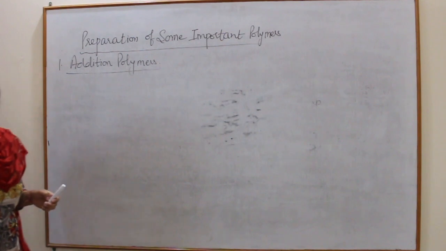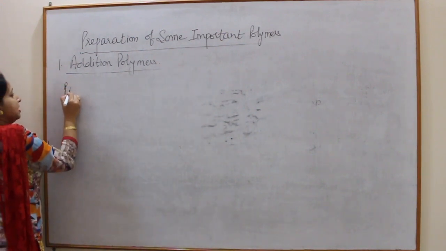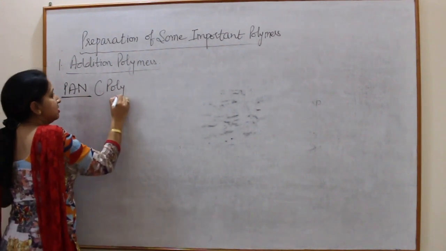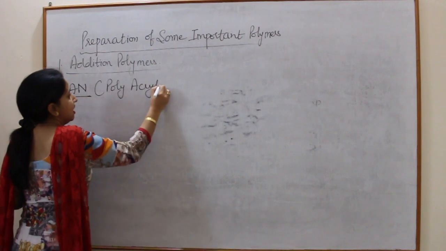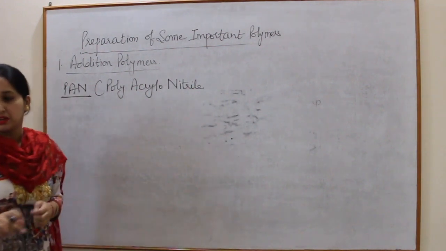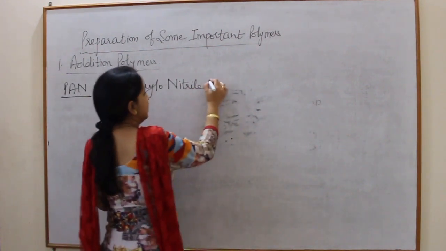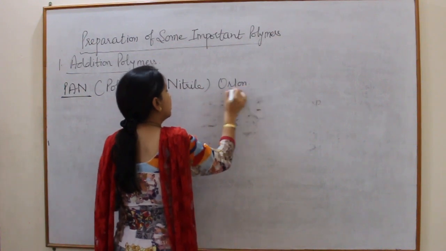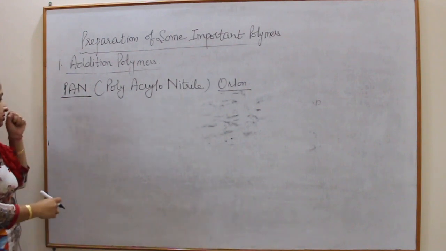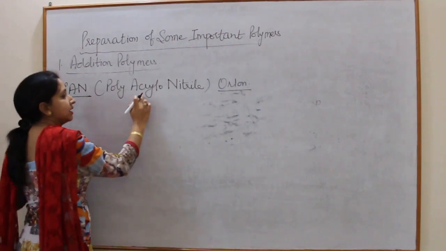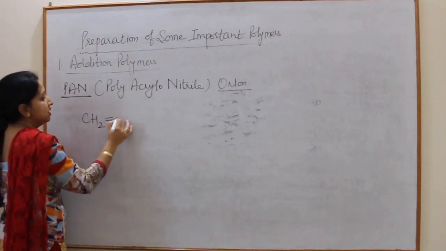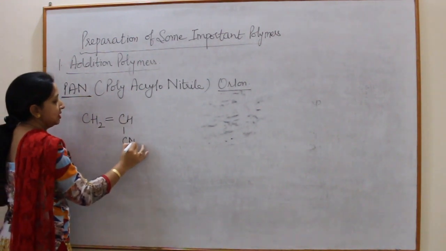And third polymer in your syllabus is PAN. It is known as polyacrylonitrile, and its another name is Orlon. ORLON. And sorry, its monomer is acrylonitrile. What is the formula of acrylonitrile? CH2 double bond CH single bond CN.